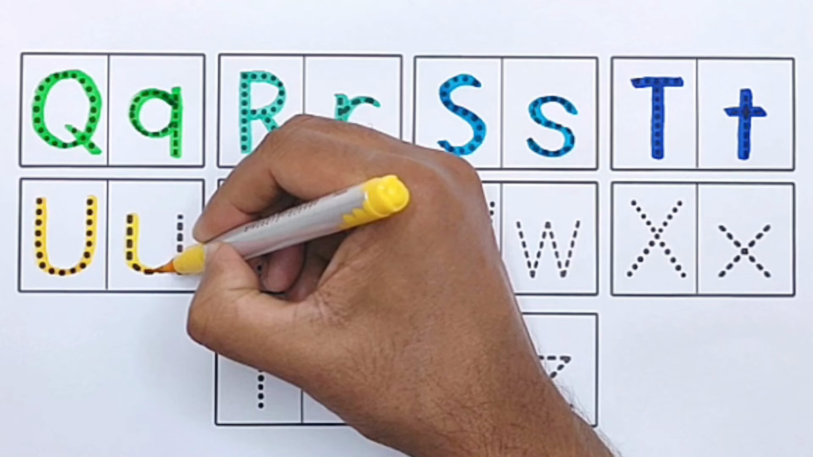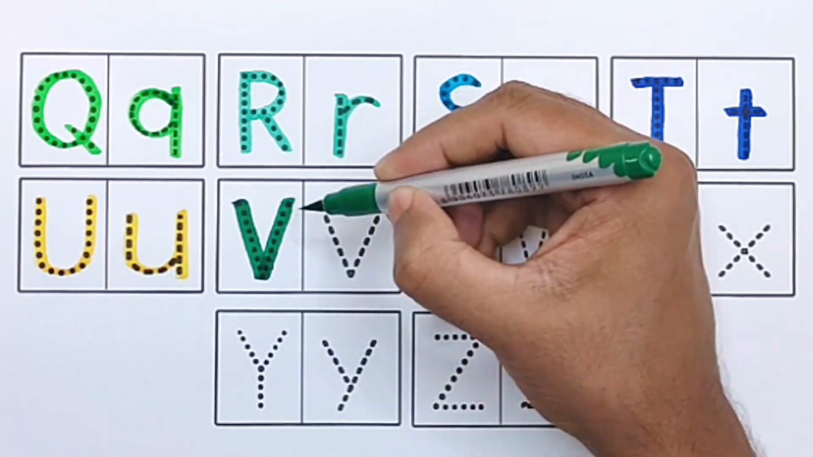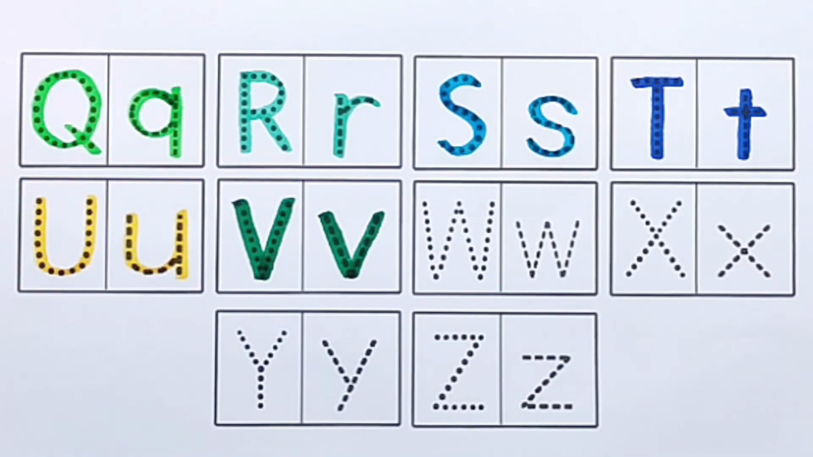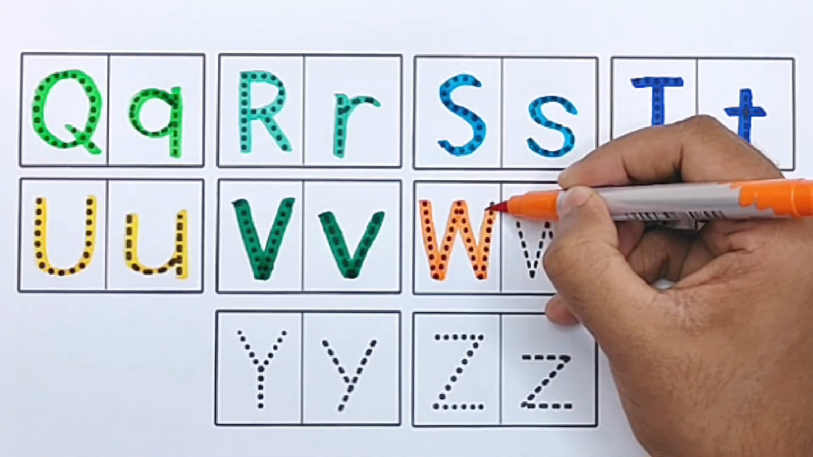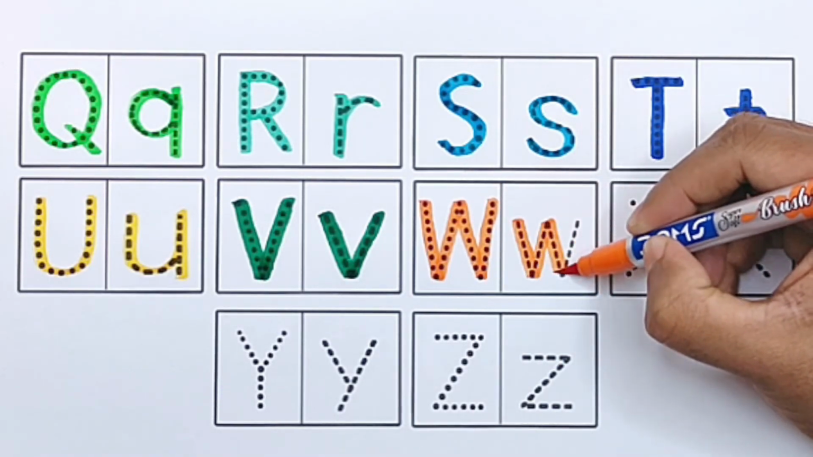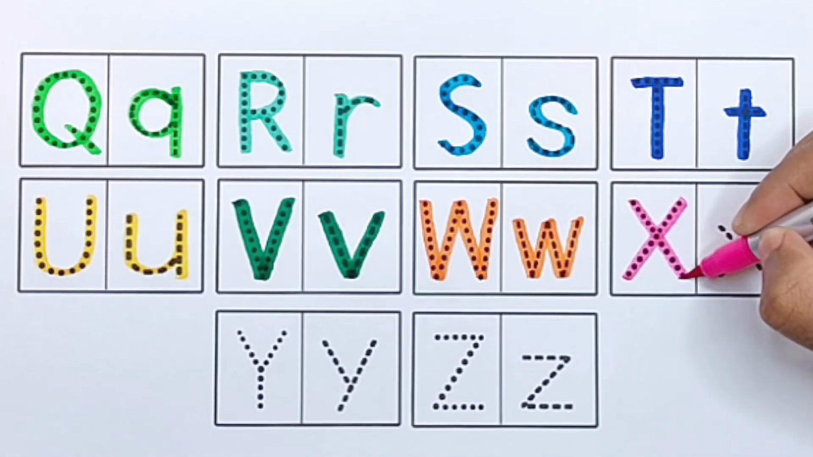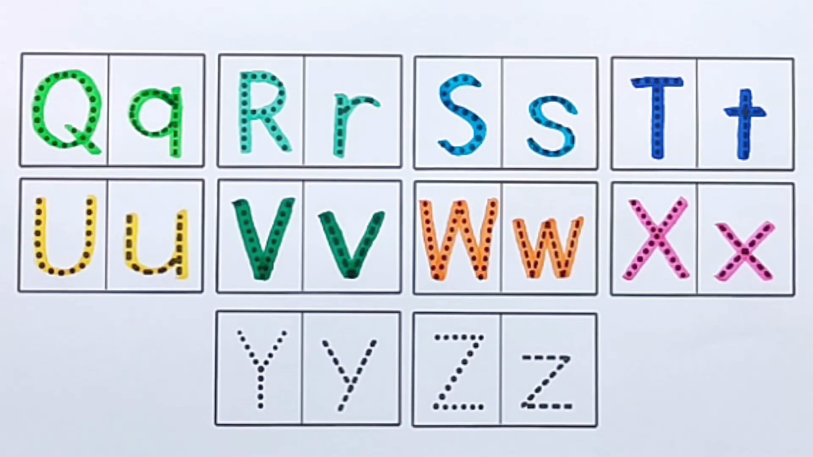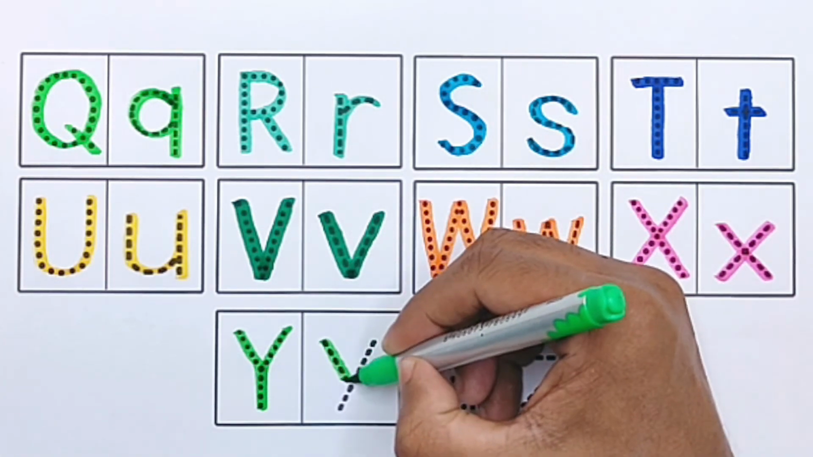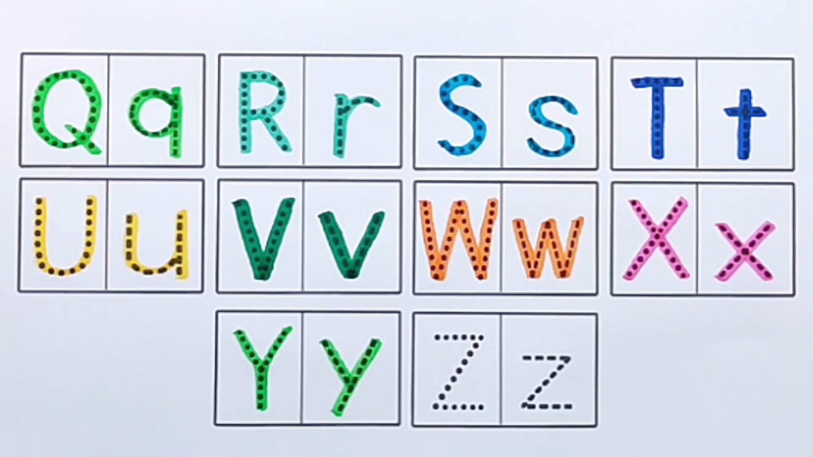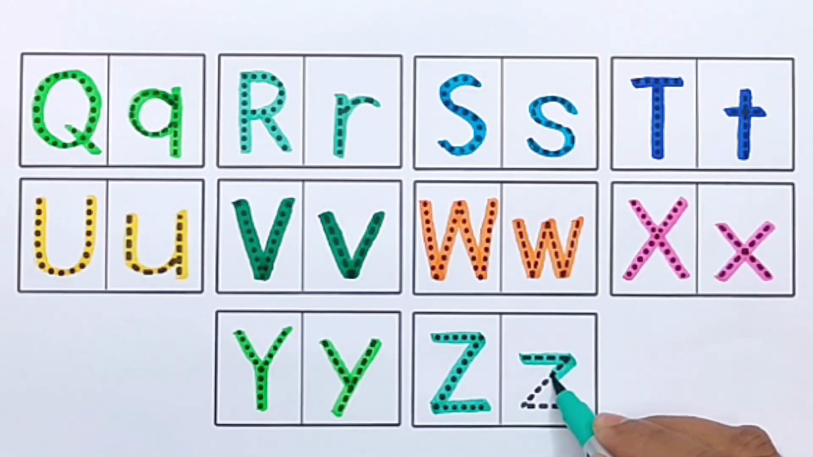U for umbrella. Green color. V for vest. Orange color. W for watermelon. Pink color. X for xylophone. Light green color. Y for yo-yo. Green color. Z for zebra.